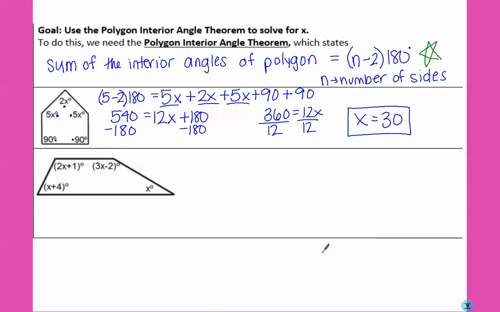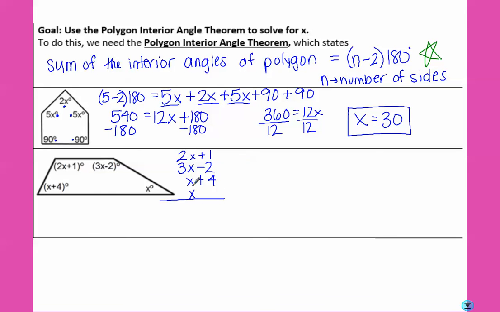Next, we have a 1, 2, 3, 4-sided figure, a quadrilateral. So we know that we're going to have to add all these together. Now, when you're dealing with multiples of these and you're going to have lots of like terms, I think it's easiest to line them up. So, such as 2x plus 1, 3x minus 2, x plus 4, and x.